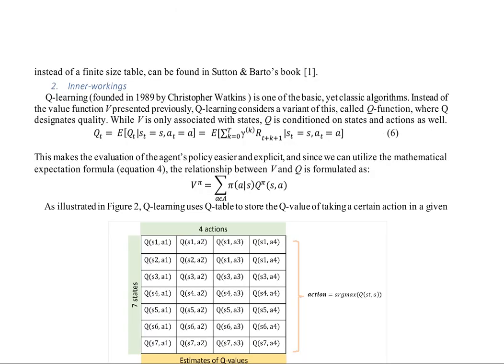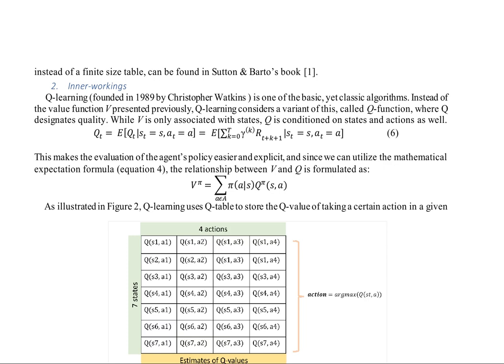In reinforcement learning, Q-learning is a fundamental algorithm that leverages a Q function to evaluate state action pairs. The Q function, defined in equation 6, estimates the expected return when taking a specific action in a given state and following the policy thereafter. This function is intimately connected to the value function V, which represents the expected return of following the policy from a particular state, calculated by summing over all possible actions weighted by their probabilities under the policy, as established in equation 5. The Q-learning algorithm operates using a Q-table, which stores the Q-values for each state action pair.